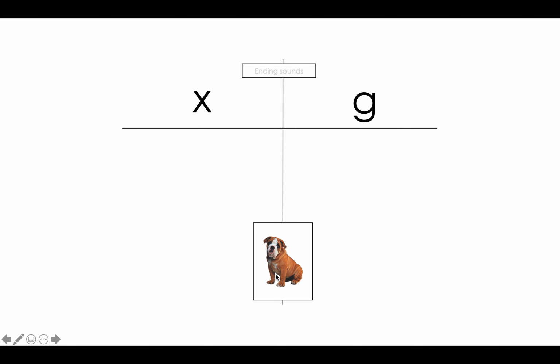Now I want you to listen for the ending sound, the last sound. Let's pop or chop all the sounds in dog and listen for the last sound. If the last sound is x, point over here. If the last sound is g, point over here. Here we go. Let's pop or chop all the sounds in dog. D, a, g. We can hear that the last sound in dog is g.